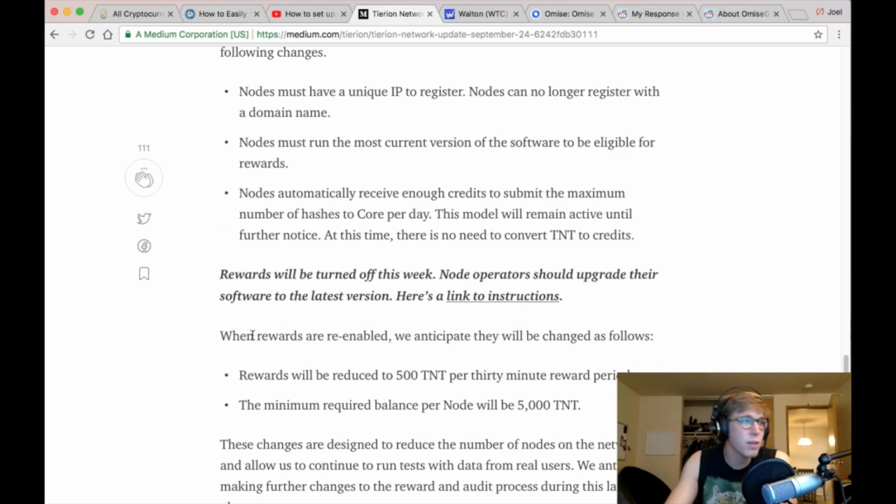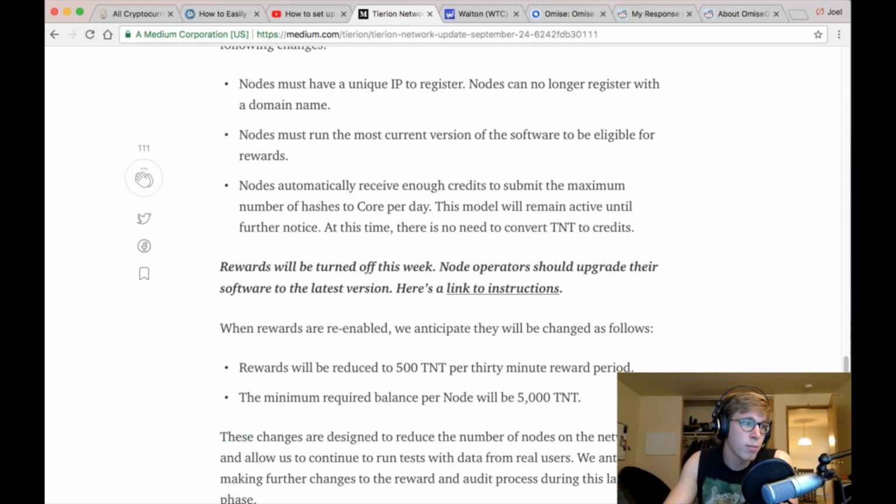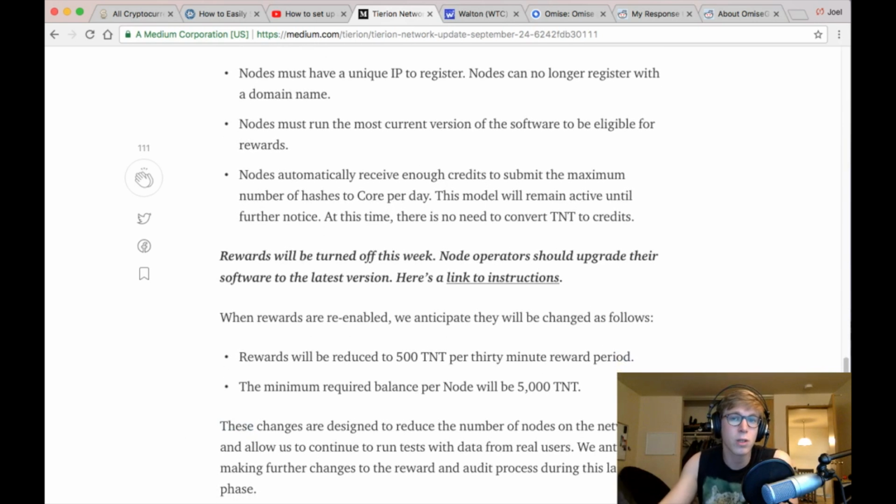So I think these are good changes. A lot of people are kind of upset about it because it's a lower reward and a higher cost to participate. But we'll see. I think this change is only temporary, and they'll keep tweaking it to make it better.